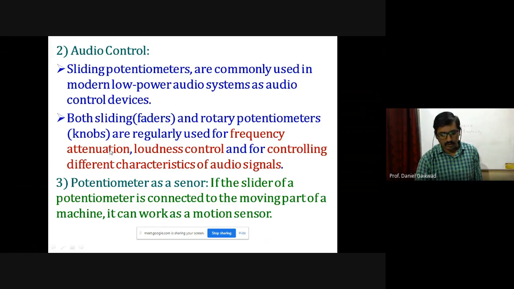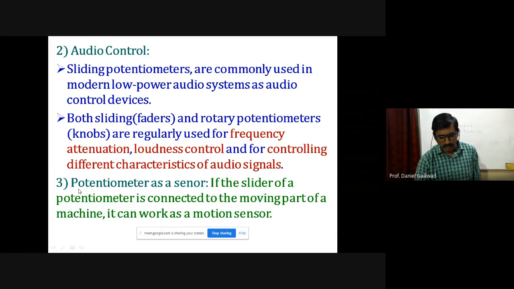So frequency attenuation means reduction in frequency, and loudness control we can do with the help of a potentiometer. With the help of a potentiometer we can limit the current, and accordingly we limit the loudness. Also, we have some other characters of the audio signal that can be controlled with the help of a potentiometer. So that is our second application. These things we are going to learn in next year's syllabus, in senior college.